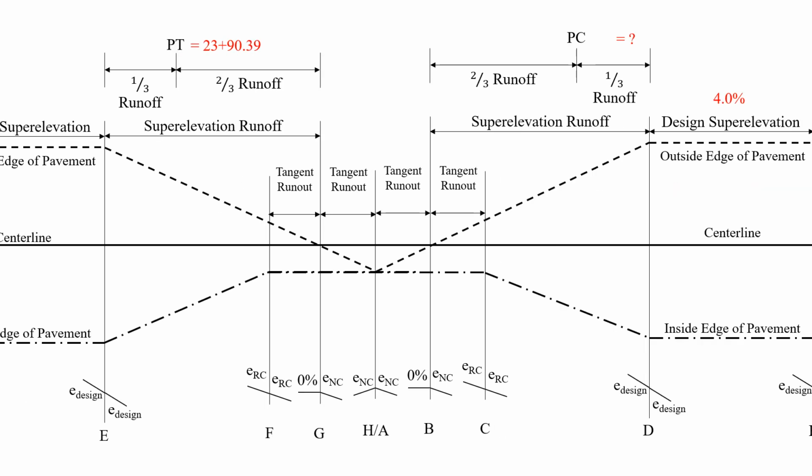So this is what the relative gradient profile would look like if we remove that normal crown and squish these curves together. And so what we're looking for is the new station for the PC after we push these two together. The assumption we have in here, we have simple curves, and we're assuming that we're distributing the super elevation runoff in 1/3, 2/3 increments as shown here on this diagram.